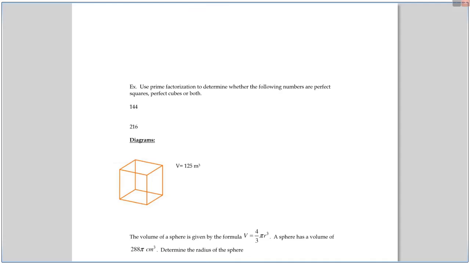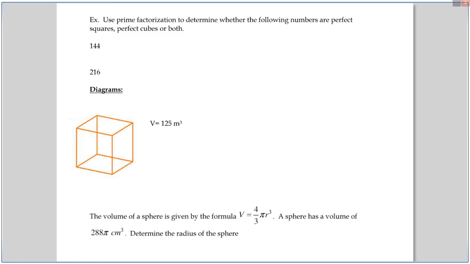Okay, so use prime factorization to determine whether the following numbers are perfect squares, perfect cubes, or both. So let's do 144. Do we all know 144? Yep. 12 times 12. So right there you know it's a perfect square because there's a pair of 12s. Okay, but let's just keep going. 12 would break into 6 and 2 or 3 and 4, whatever you want. 3 is just 3, 4 is 2 and 2.